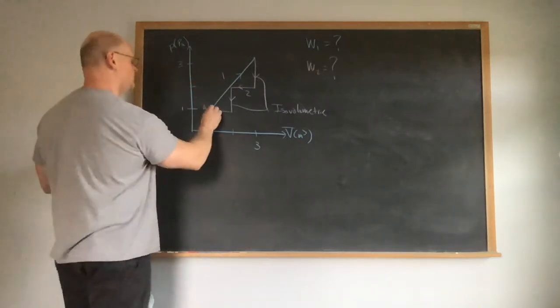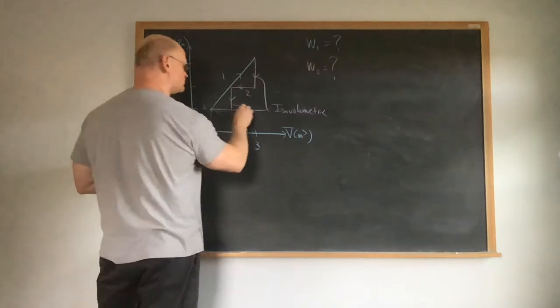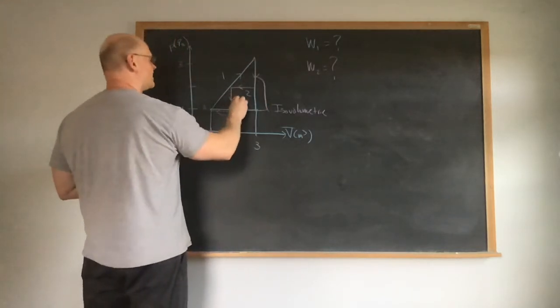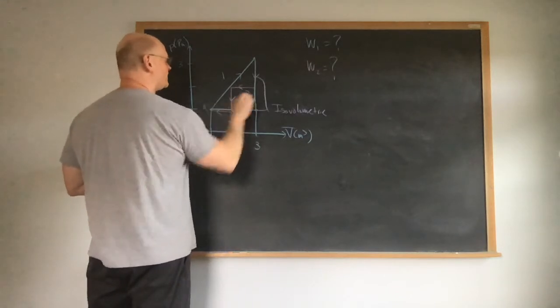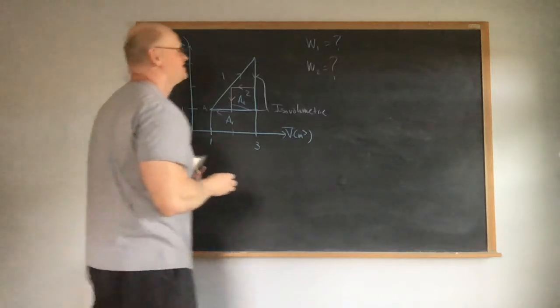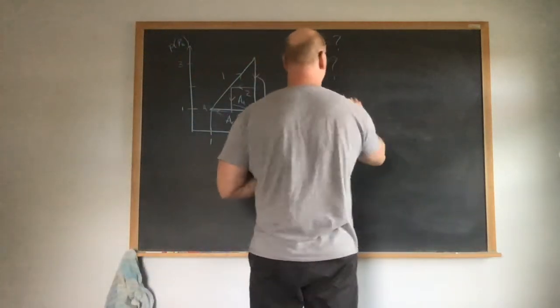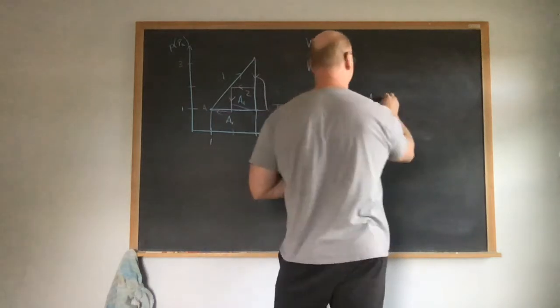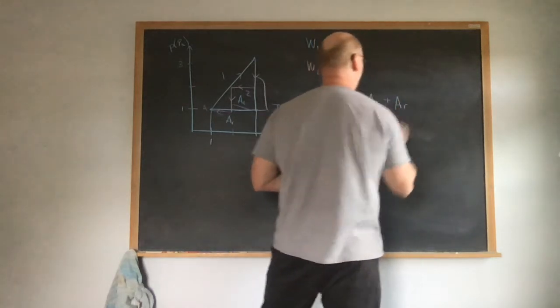So first off, we can easily split this thing up into two areas, since I want to know the area under the curve anyways. So I'm going to look at the area of the triangle, plus the area of the rectangle, right? So work one is going to be the area of the triangle, since it's the area under the curve, plus the area of the rectangle.